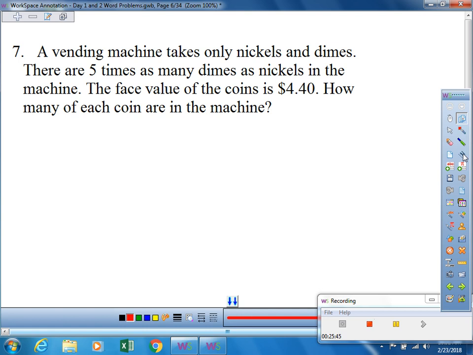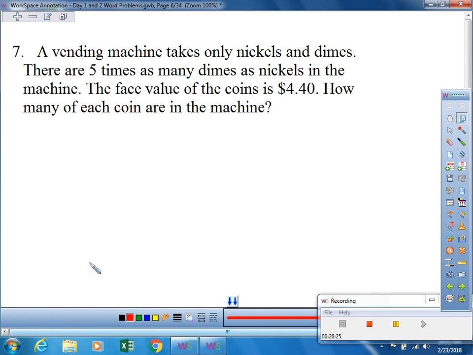So, number 6 is just going to be like 4 and 5. Now, label this 7. Okay, a vending machine. A vending machine takes only nickels and dimes because the quarter slot is broken. There are 5 times as many dimes as nickels in the machine. The face value of the coins is 440. How many of each type of coin are in the machine?